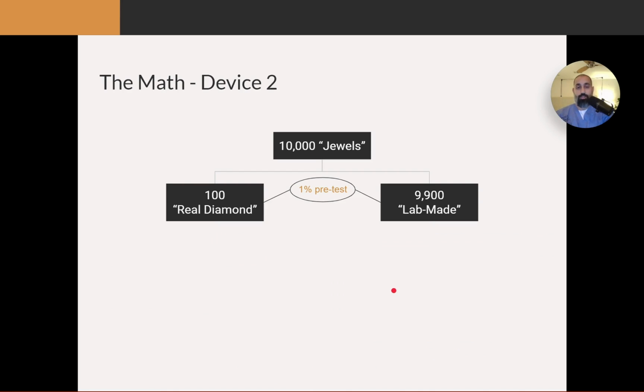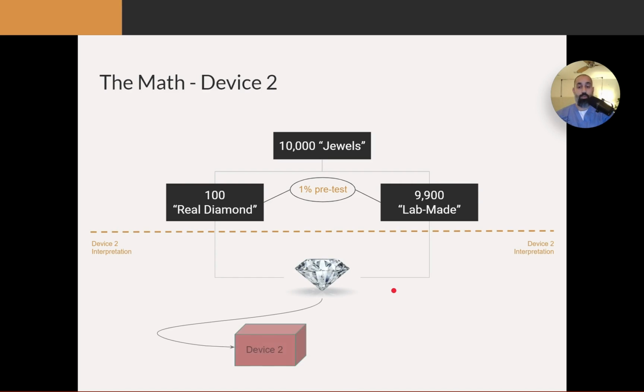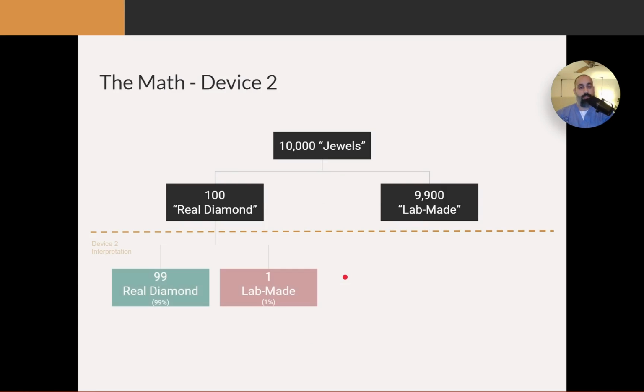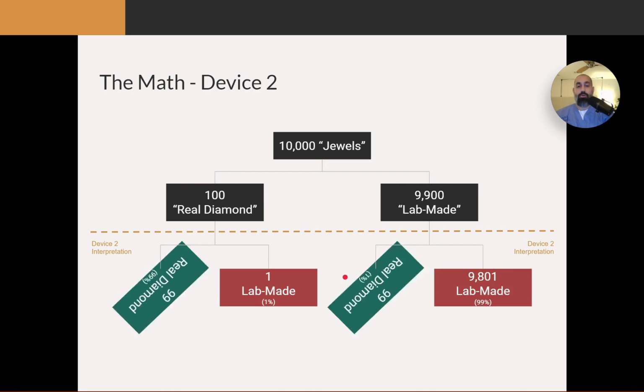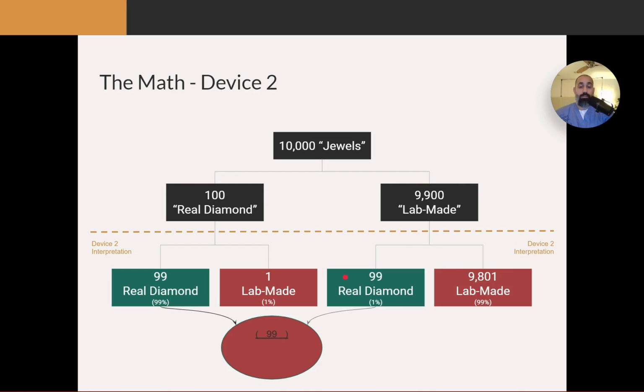Okay, what about device number 2? It was 99% accurate, right? 99% accurate device. Let's see how it does. Again, we pull one jewel at random. 1% pretest, we run it through the device, this time device number 2, and it pops out, boom, it says it's real. Now what is the probability? Remember, this is a 99% accurate device, and we can do the math the same way. We take all the times where the device says that it's real, and we figure out what percentage of the time it's right. So 99 divided by 99 plus 99 is 50%. And so this time, we've gone from a 1% pretest to a 50% post-test certainty.